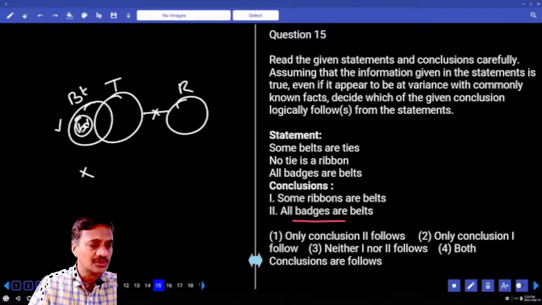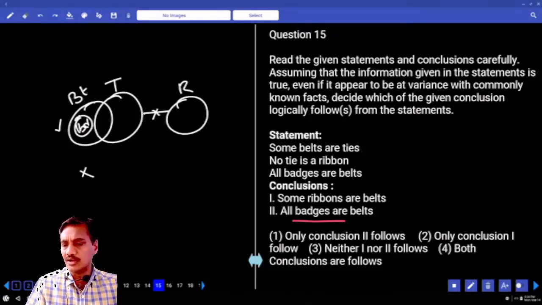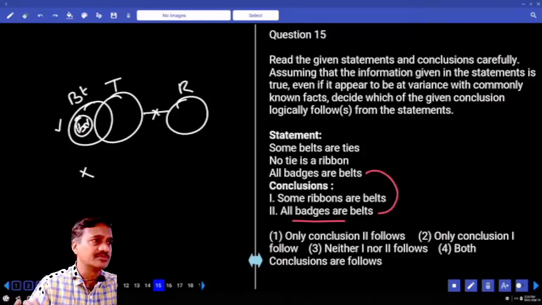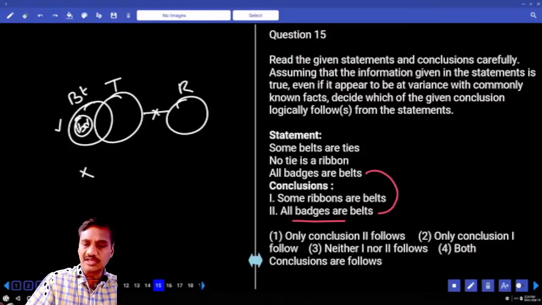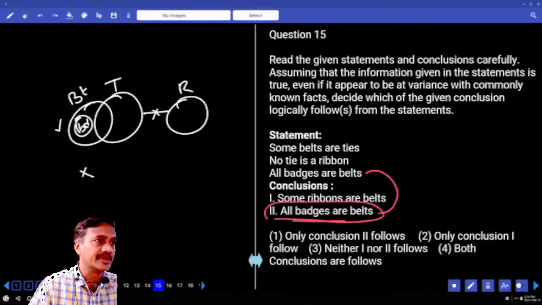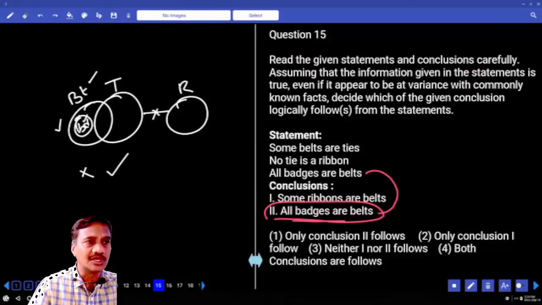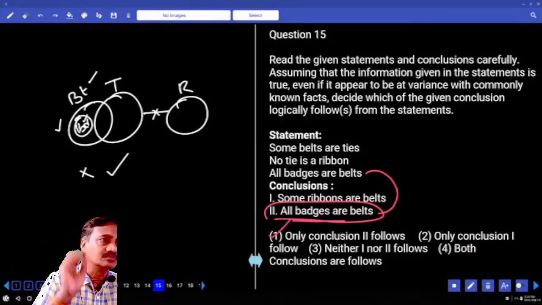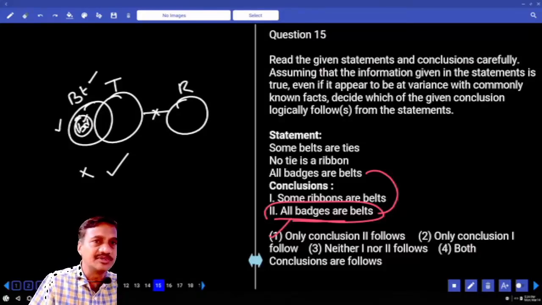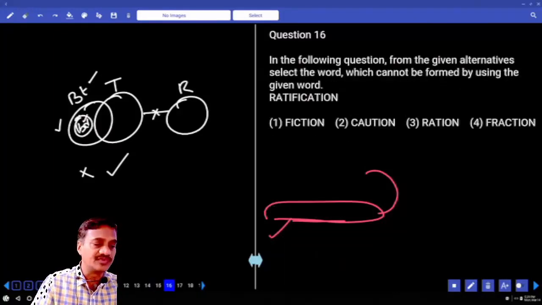As it is given, all badges are belt. Hence, what is your answer? Only 2 follows. All badges are belt, as it is given in the above statement. Pi statement ichcharu kabatti ikkada ichchina conclusion true ayinda leda diagram nunchi. True avutunda leda? Ikkada badge ekkada undi, ikkada belt ekkada undi. Hence, all badges are belt is always true. Clear? Hence, reiteration of the above statement is always true. Reiteration of the above statement means whatever is given in the statement, if the same statement is given like this, then it will be definitely true. Done with this? Hence, only 1 follows, 15.